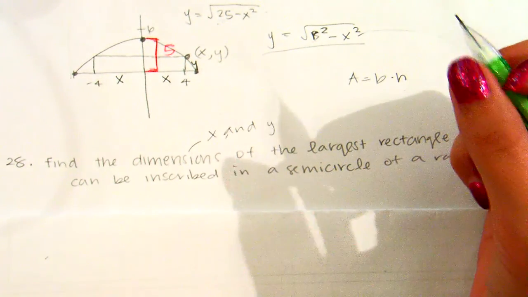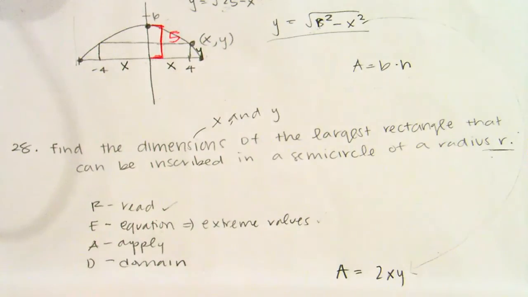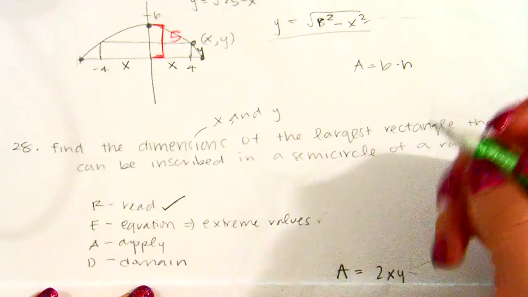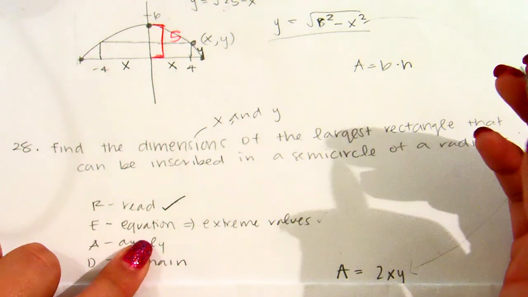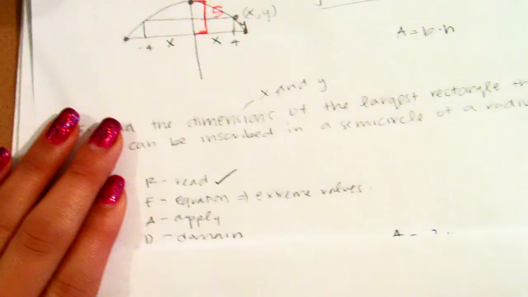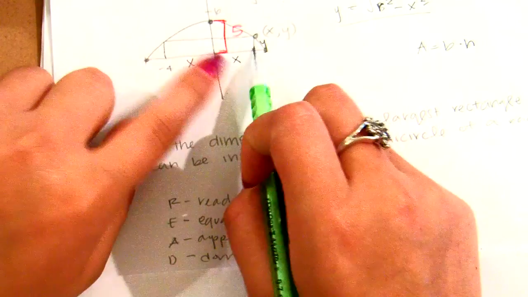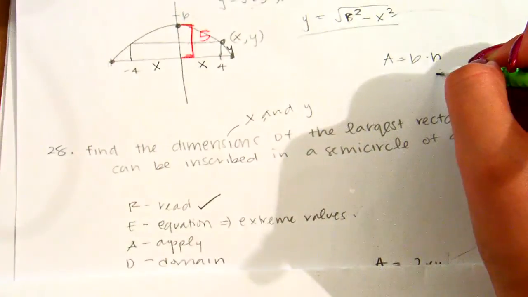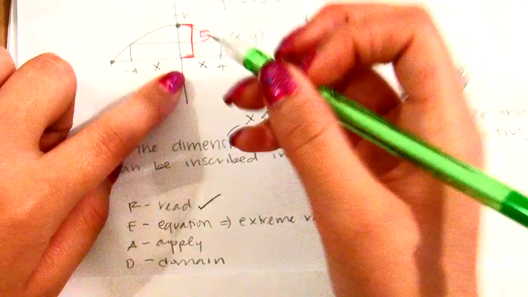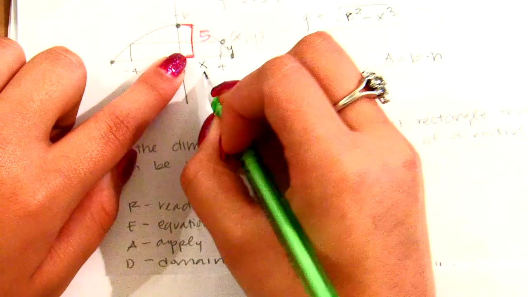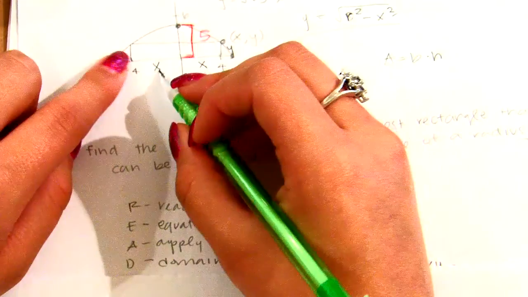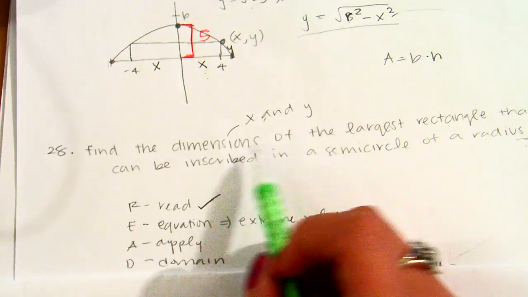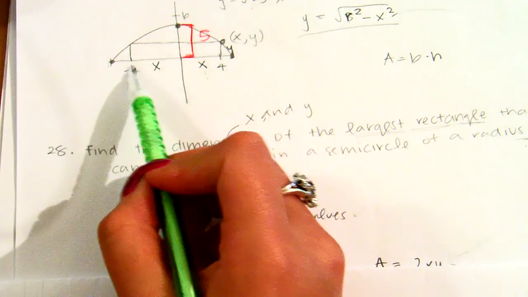Okay, so we then follow the read method, and we already read, so we could check that, and now we have to figure out our equations. So we know that there's two separate rectangles here, and to find the area, you use base times height. We know that our base is x, and since there's two, there's x here and x here, and it wants the dimensions for the largest rectangle, which is the whole thing.